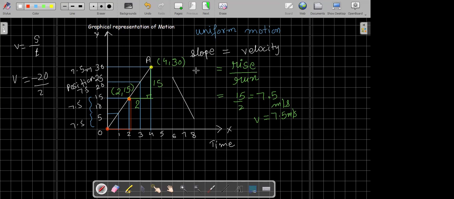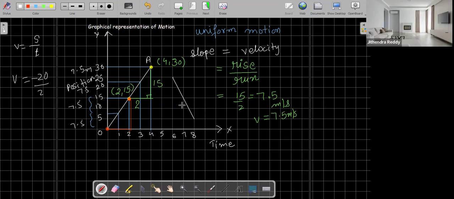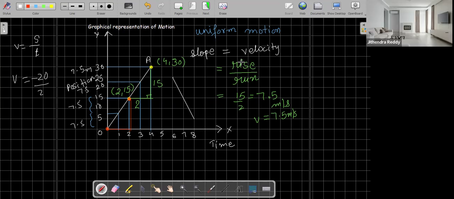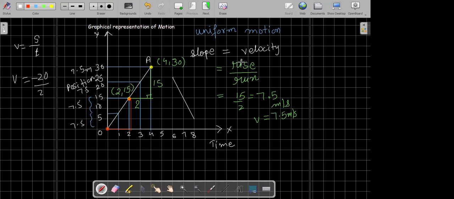Has the graph risen or has the graph fallen? Fallen down, sir. So will the rise be positive or negative? Negative. Yes, here we have a negative rise, so velocity will be negative. If you have a straight line moving upward in a position time graph, it represents positive uniform motion. If you have a straight line moving downward, it represents negative uniform motion.